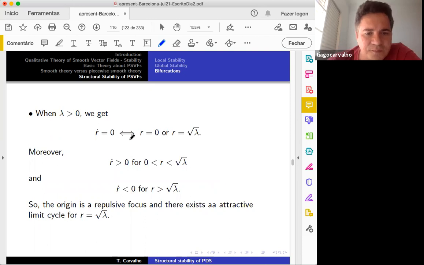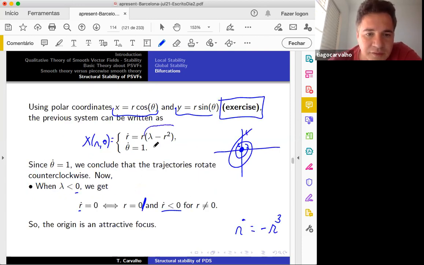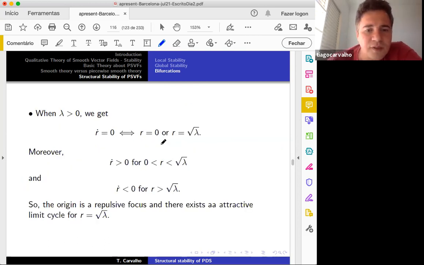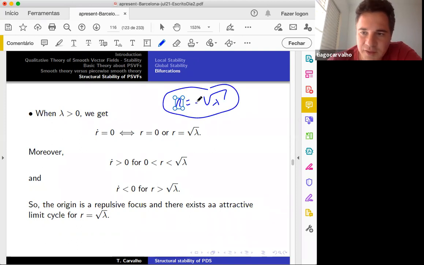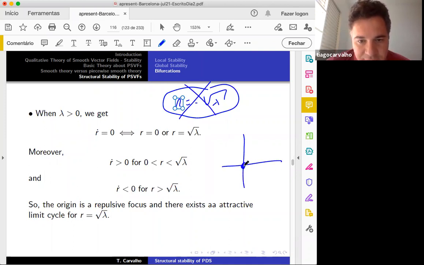For the case where lambda is positive, we have a root of this second part of the expression, okay? Moreover, r always is positive. We don't have the case where r is negative, okay? It's not happening because r is the radius. So when lambda is positive, we have the origin, but also we have that trajectory with r equal to this number, which doesn't present variation on r. Okay, so r is constant along this curve.